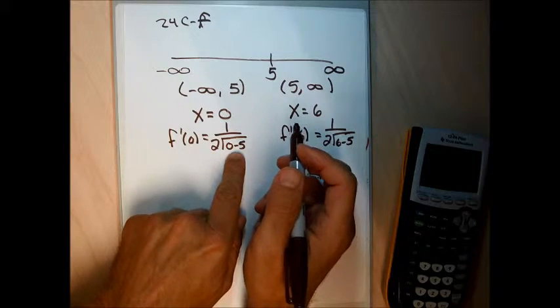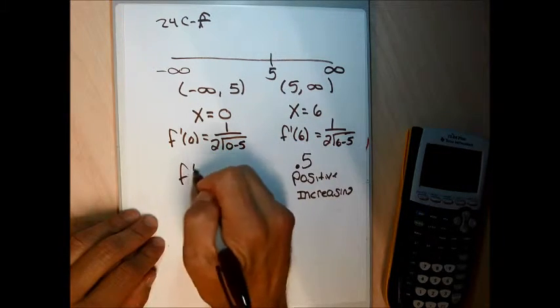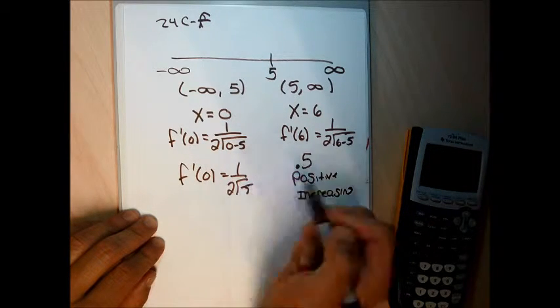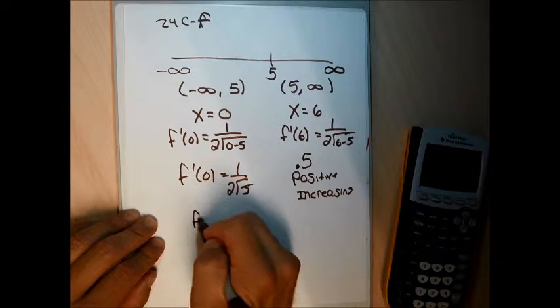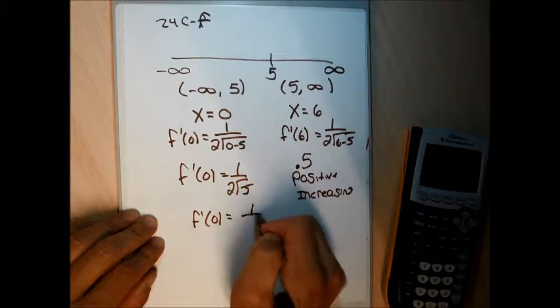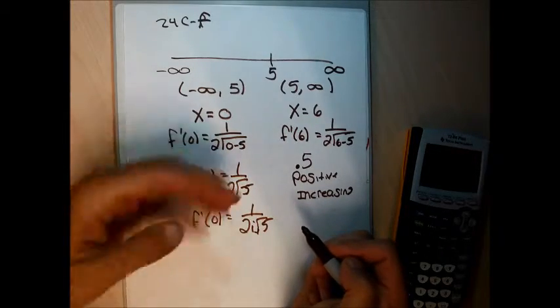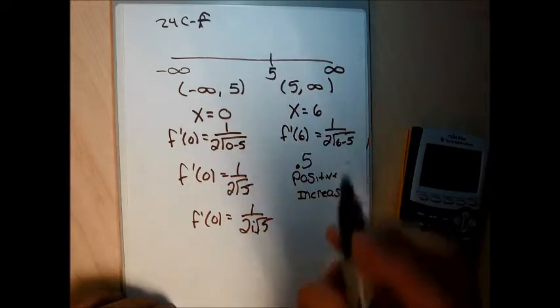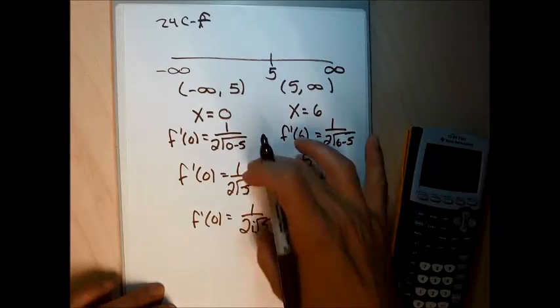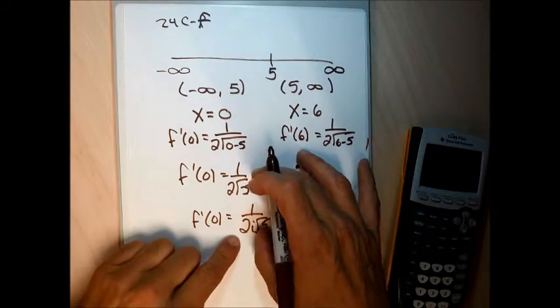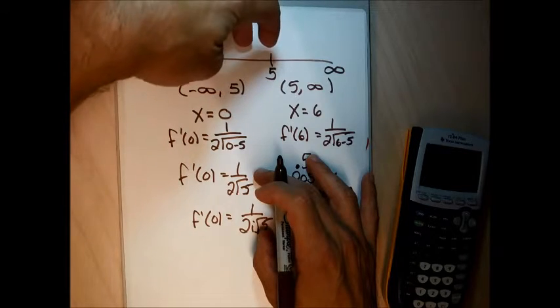If I did this computation by hand, I'd get f prime of 0 equals 1 over 2 times the square root of negative 5. Square roots of negatives become i's. It would come out to an imaginary number, 1 over 2i square root of 5. So this tells me that when I plug a number in this interval, I get an imaginary number. This tells me the graph doesn't exist here.